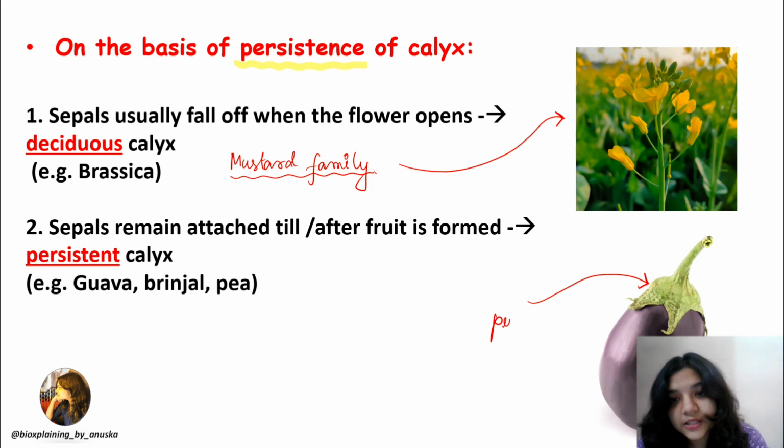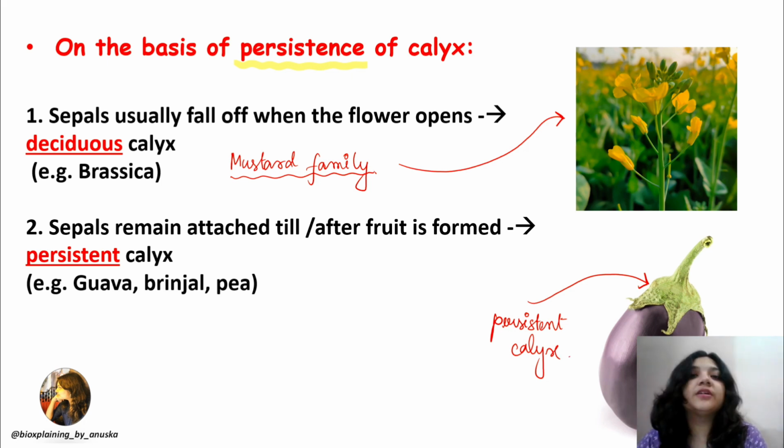This is the persistent calyx that we are talking about, right? So on the basis of whether the calyx falls off or stays after the flower opens and fruit is formed, we have two categories. One is deciduous calyx, the other is the persistent calyx. Okay, so now getting into the classifications regarding the corolla.